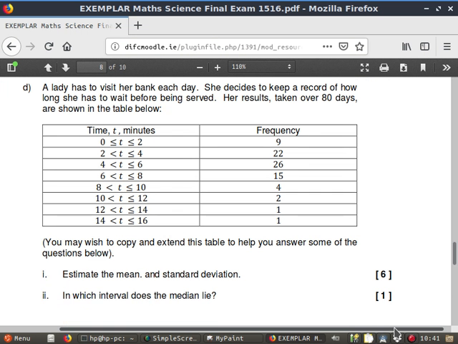Now this is nice. It's 7 marks for a calculation question here. You're given the frequency and the times, and they want the mean and standard deviation. So what's the very first thing you'll need to do for this table? The midpoints. So what's the middle number here? 1, 3, 5, 7, 9, 11, 13, 15. So using those and these, get the mean and standard deviation.